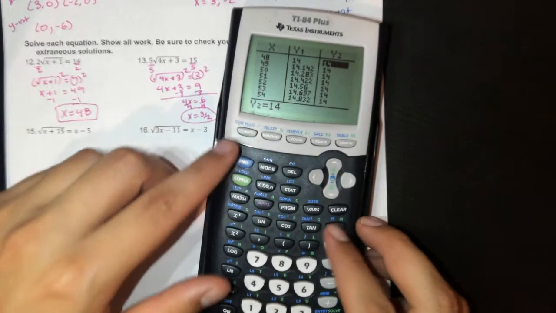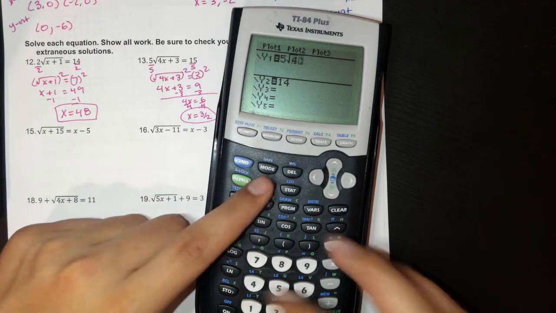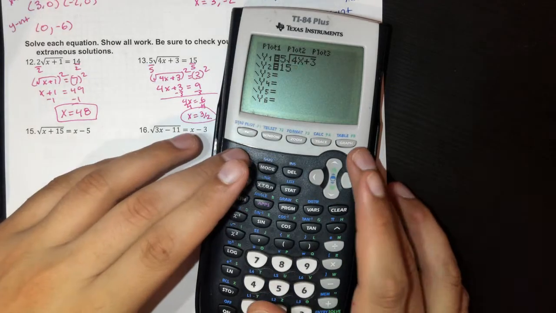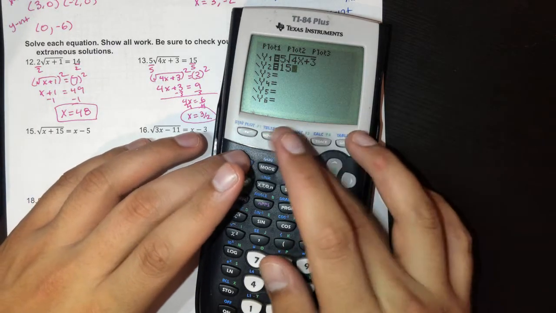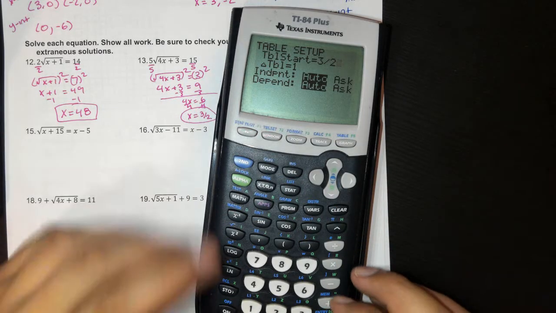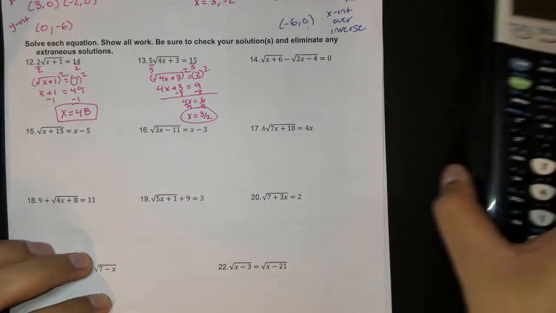Let's see if this works. So y1 equals 5 square root of 4x plus 3. And then y2, 15. Let's go to table set, and then you just put 3/2. See if you get the same y1 and y2. So 15 and 15, that works.